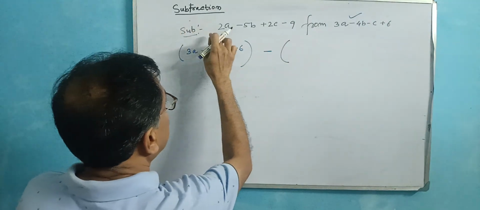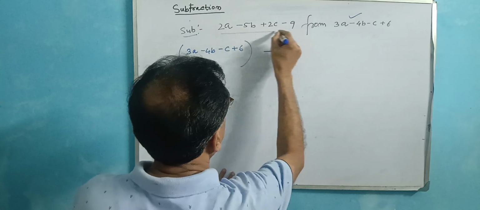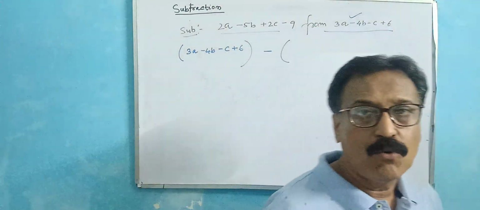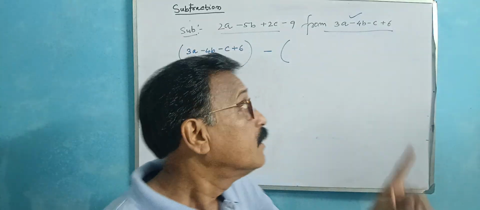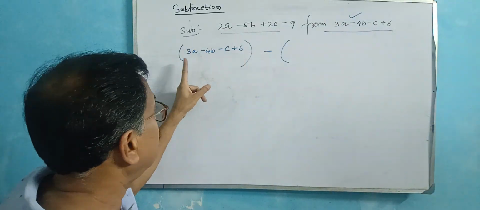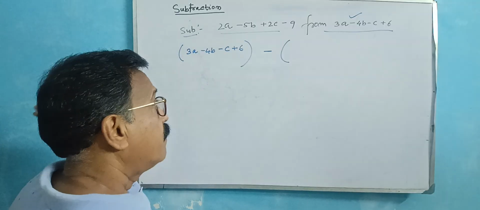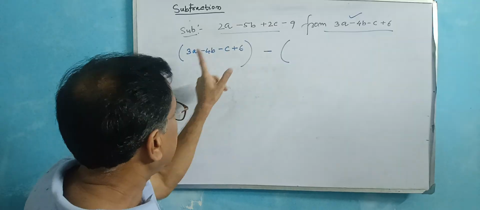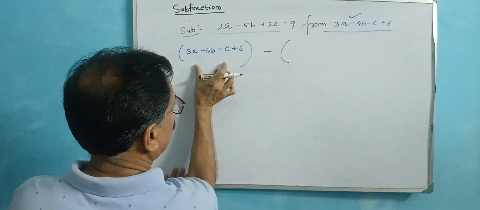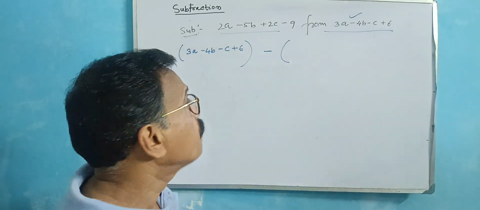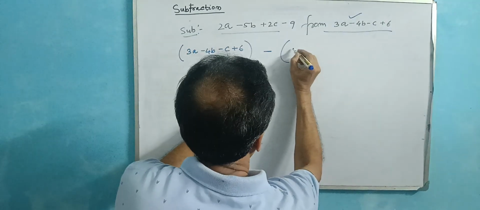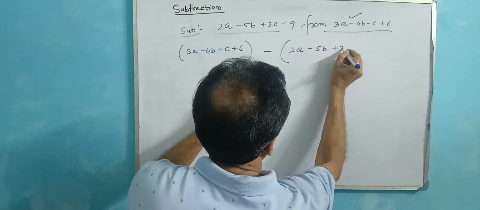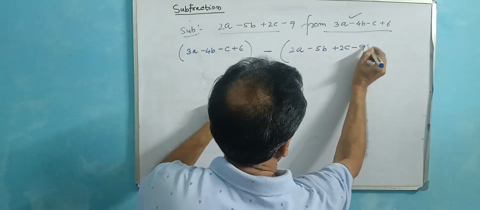Okay, so first thing, subtract this part, subtract this from this. In case of the horizontal process, you always first understand: from this, you write first extremely left, and subtract this. That means এইটাকে তোমায় সাবস্ট্রাক্ট করতে হচ্ছে এটা থেকে. That is the meaning of this. Okay, the subtract sign is there, and you write this: 2a minus 5b plus 2c minus 9.